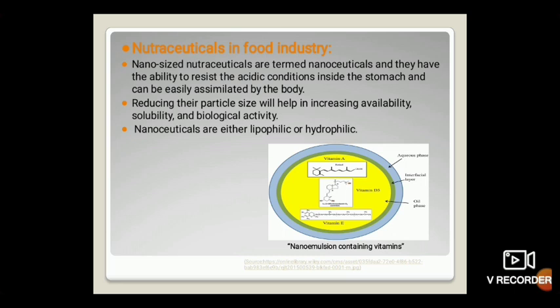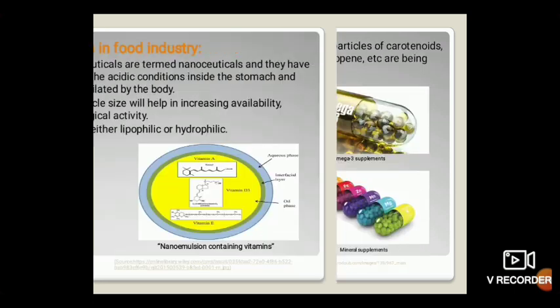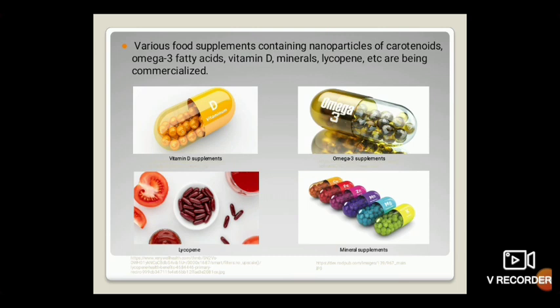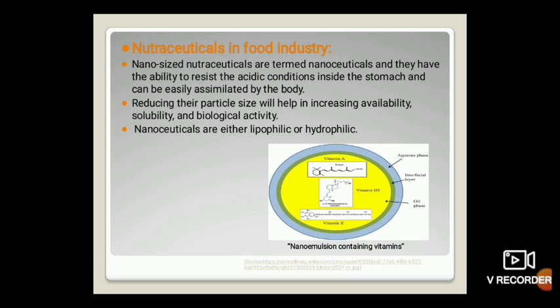Nanoceuticals are either lipophilic or hydrophilic. Lipophilic means soluble in lipids but insoluble in water, while hydrophilic means soluble in water but insoluble in lipids. So nanoceuticals can be prepared using nanoemulsion, nanocomposite or nanostructuration technique, and these tiny edible capsules help in delivering vitamins, medicines and micronutrients.